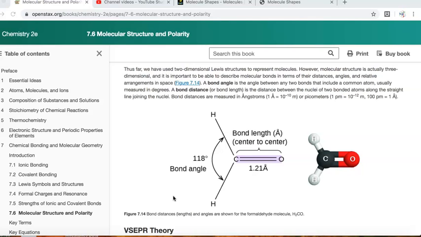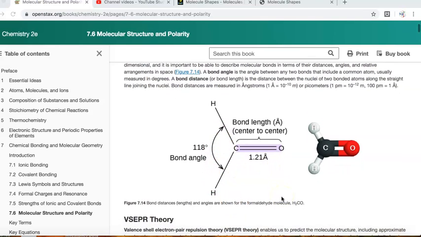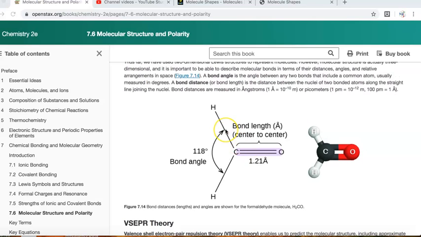Okay. And then you have bond distance. Bond distance is the distance between the nuclei of two bonded atoms along a straight line joining the nuclei. So bond length and bond angle is something that we're going to be talking about in this section. Bond distances can be defined in angstroms or picometers. Angstroms is normally what's used when you're talking about bond distances, and that's defined as 1 angstrom being 1 times 10 to the negative 10th meters.